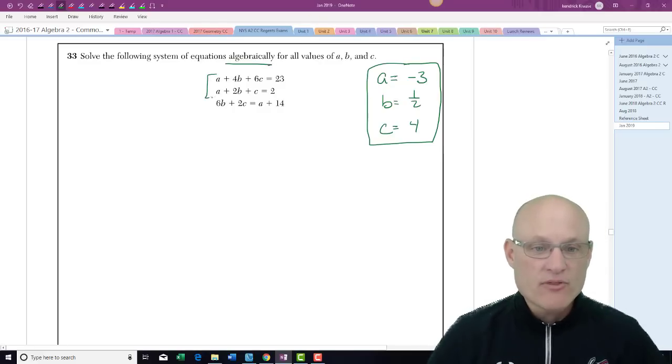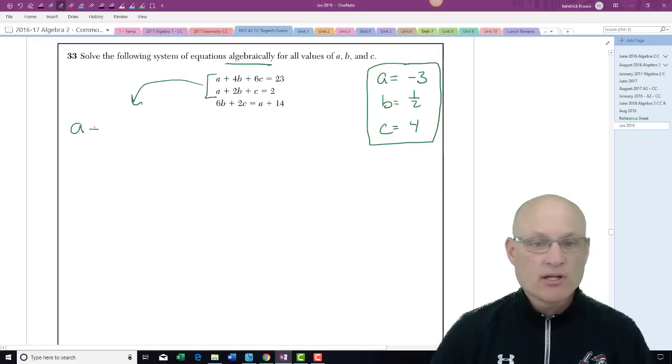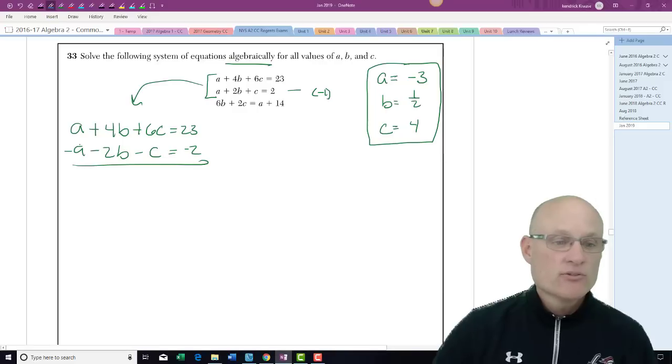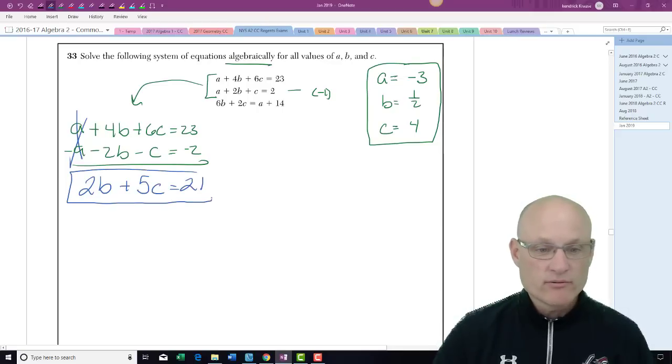So I'm going to put these 2 together, and I'm going to get rid of A. So A plus 4B plus 6C equals 23. And I'm going to do that by multiplying this one by -1. So -A minus 2B minus C equals -2. So these go, and I get 2B plus 5C equals 21. So that's one of my new equations.